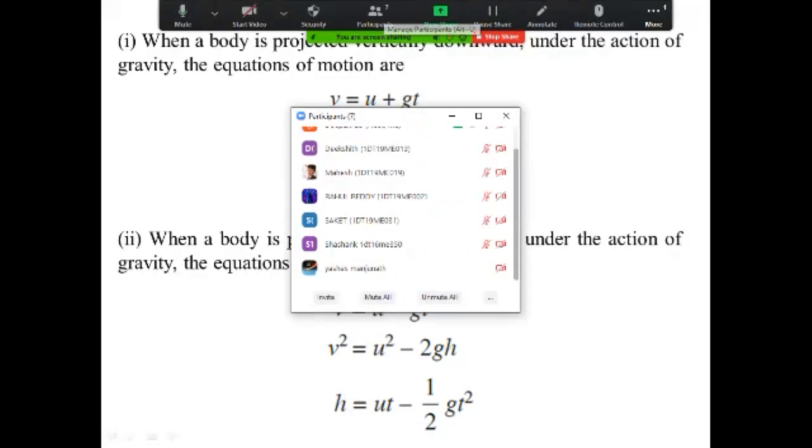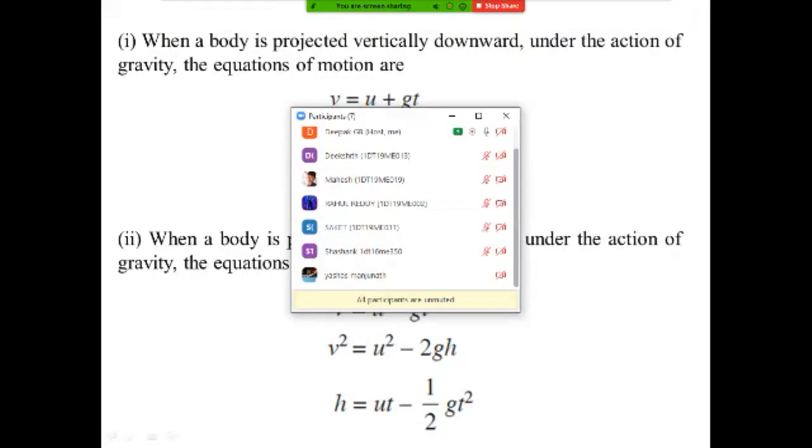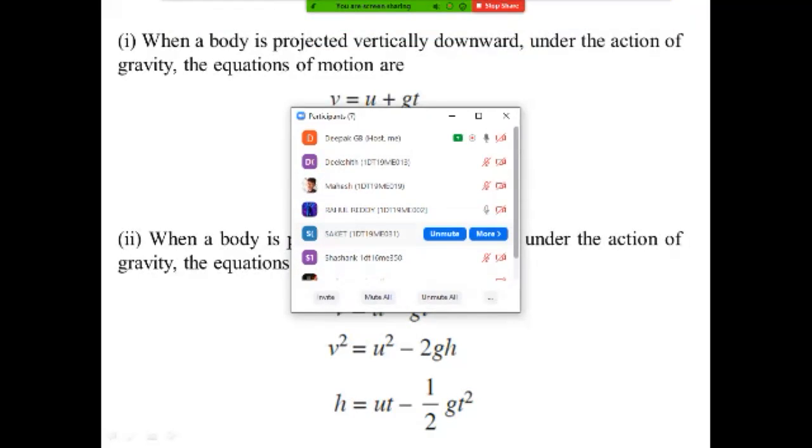Yes. Yashas. Yashas Manjunath. All participants. Hello. Yashas. Yes, sir. Yeah, you understood. Yes, sir. Okay, we will move further.